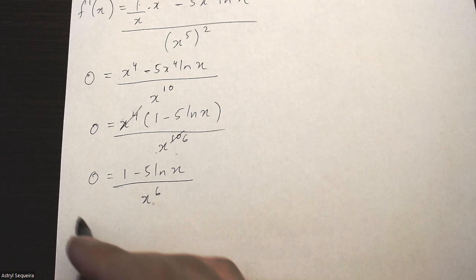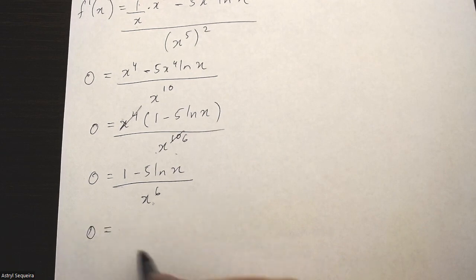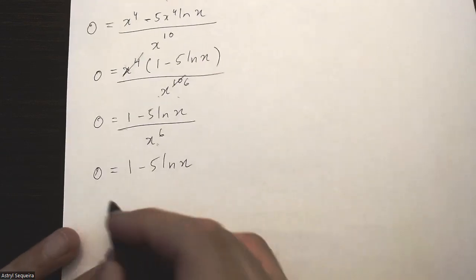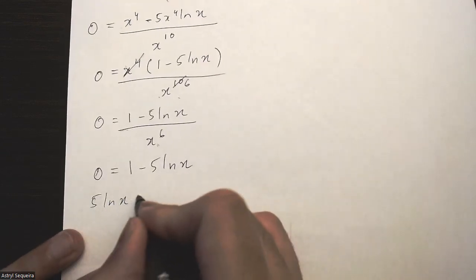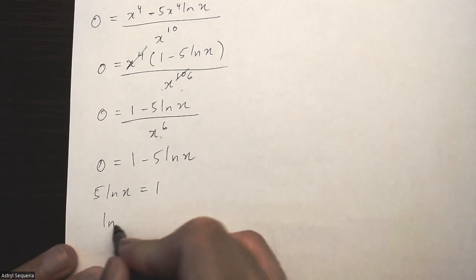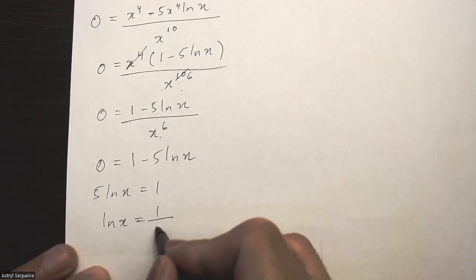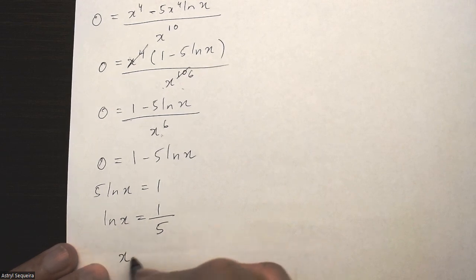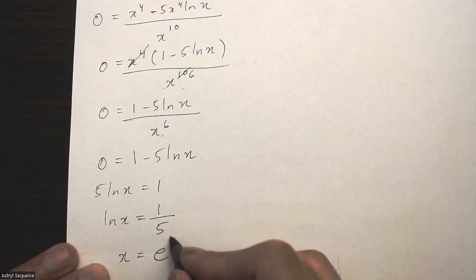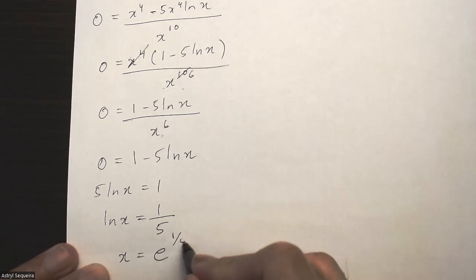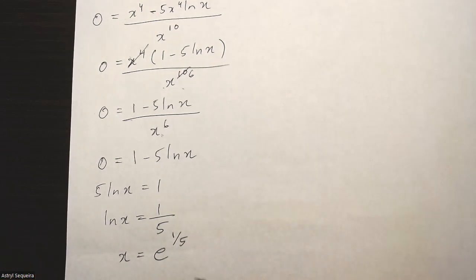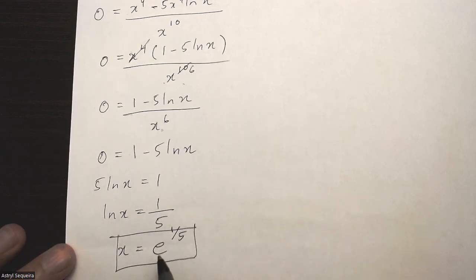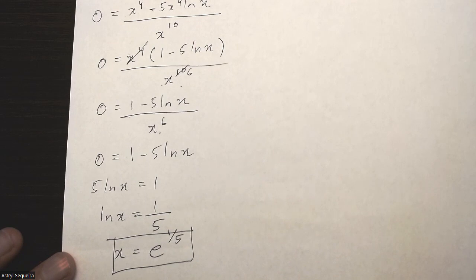Then I can multiply the x6 on the other side, which just means it's going to be 0 equals 1 minus 5 ln x. Move the 5 ln x to the other side. I'll divide by 5. And then to get rid of the ln, when I move the ln to the other side, it just becomes e. So the opposite of ln is always e. So x equals e to the power of 1 over 5. That is the only critical point that we have in this question.